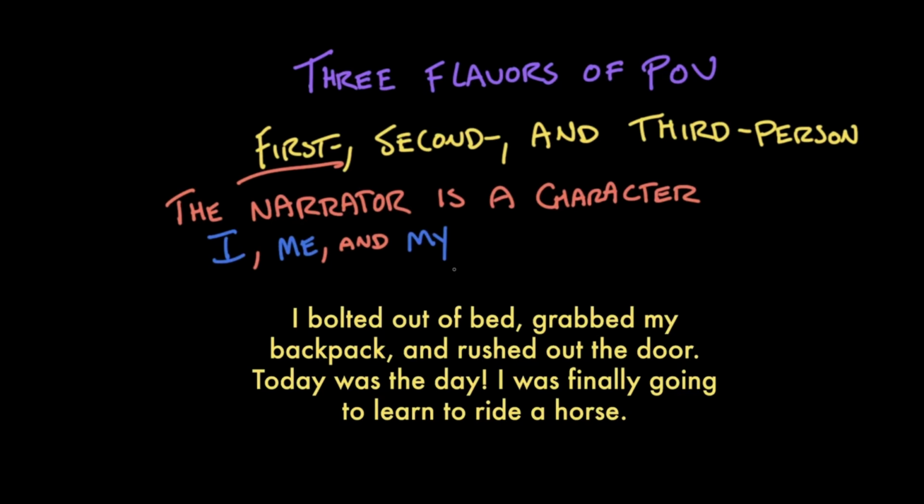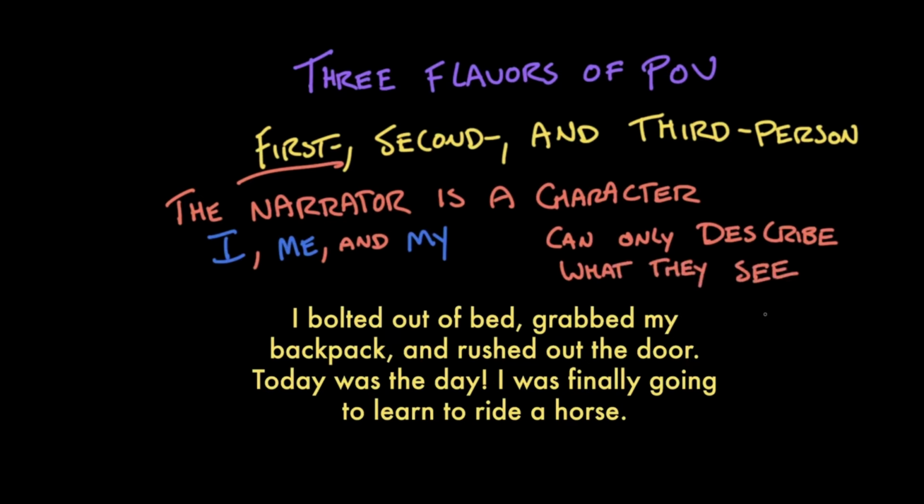First-person narrators can only tell us the parts of the story that they experienced or already know about. If something happens that the narrator doesn't know about, we, the reader, won't know about it either.